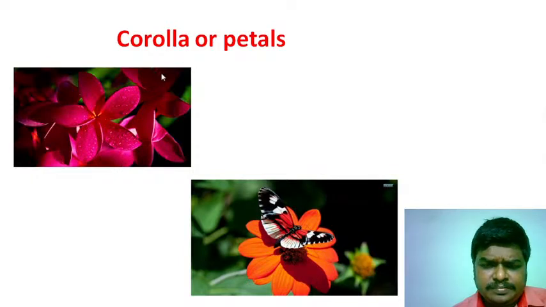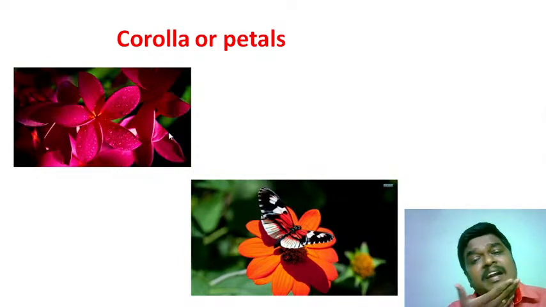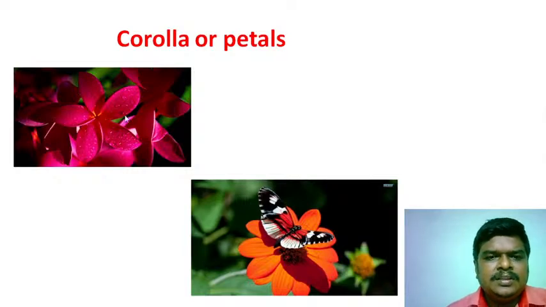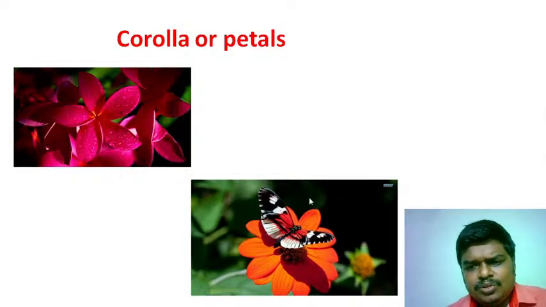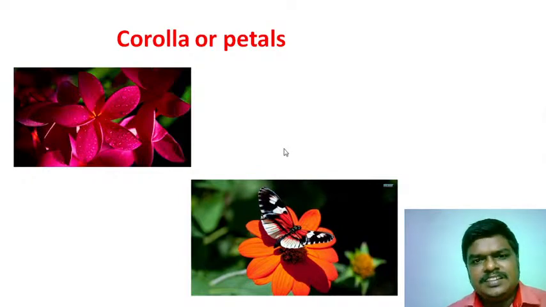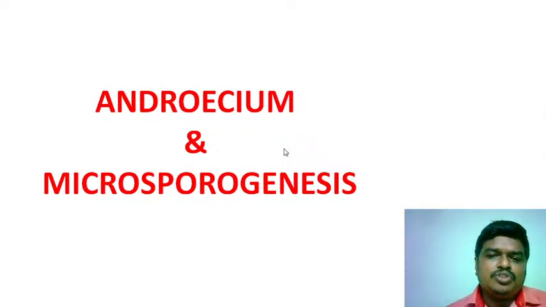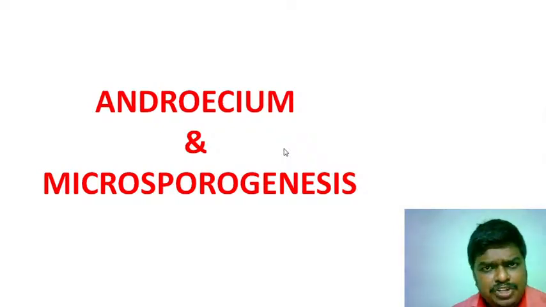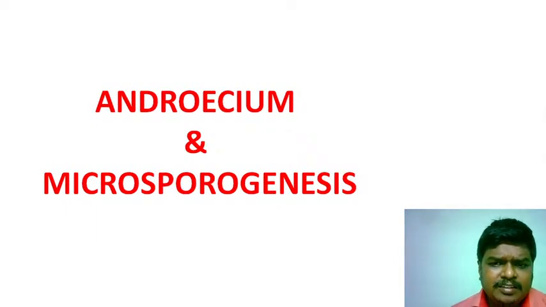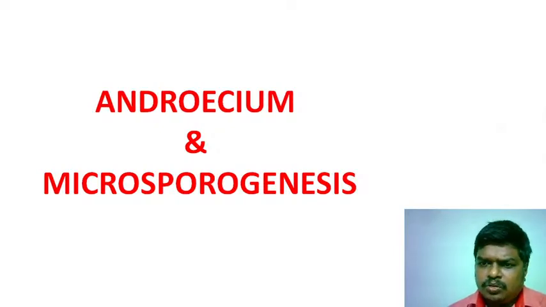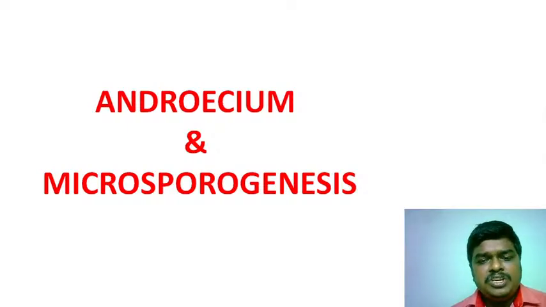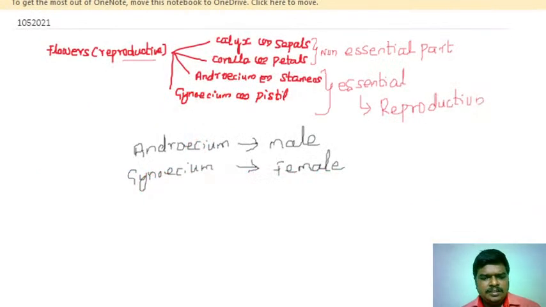The colored part of the flower, we call it corolla or petals. And these are mainly to attract insects for pollination. Now, I'm going to explain to you about the androecium and microsporogenesis. Androecium is the male reproductive part, and microsporogenesis means formation of the microspores or the pollen grains from the microsporangium.